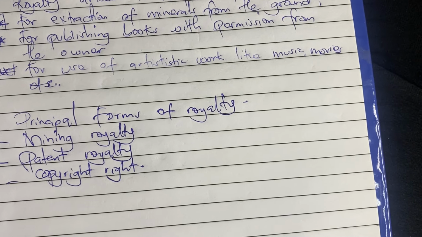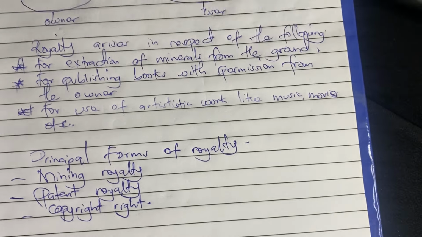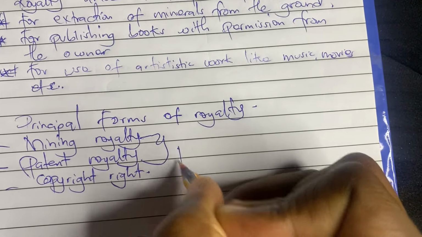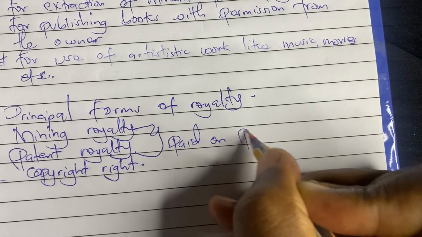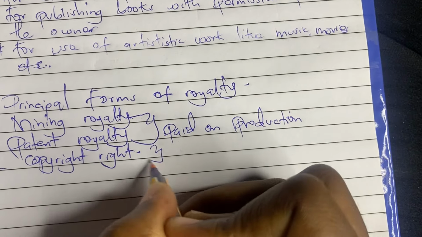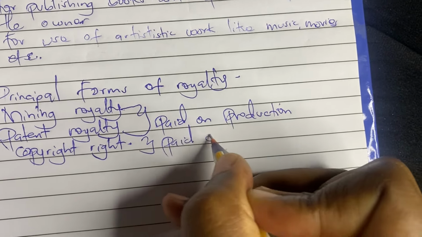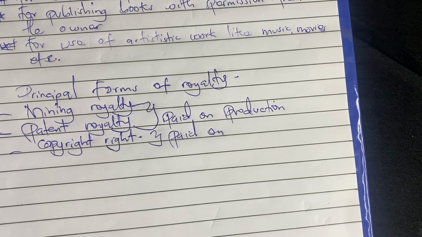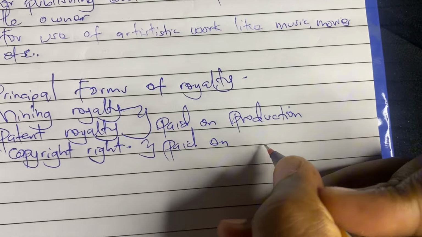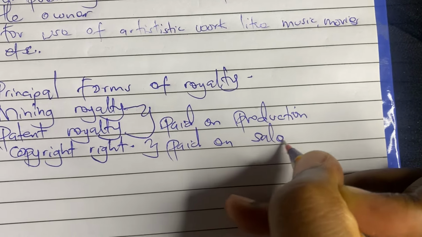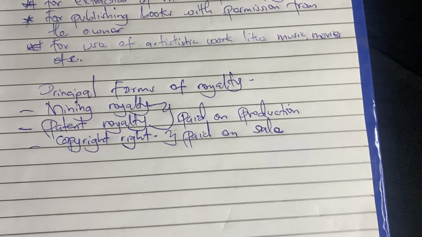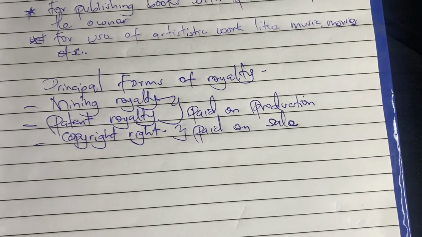So patent and mining royalty are paid on production. Then copyright is paid on sale. Every time you sell someone's music, or every time you sell someone's movie, you pay them. Paid on sale. Then for this one, every time you produce, you pay the owner or the landlord.